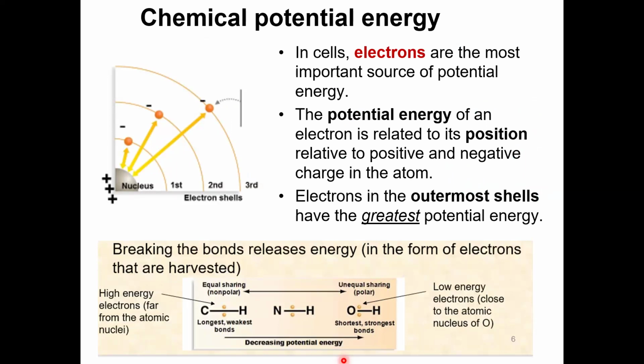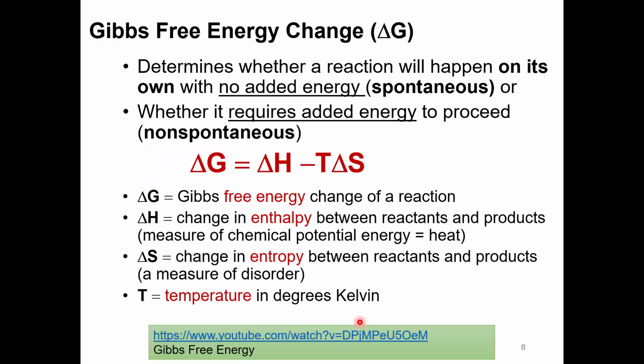Now, with chemical potential energy, the electrons themselves are the most important source of potential energy, where it depends on the location or position of where they are in the electron shells. The electrons in the outermost shells end up with the greatest amount of potential energy. So breaking these bonds ends up releasing so much energy in the form of electrons, like we talked about earlier.